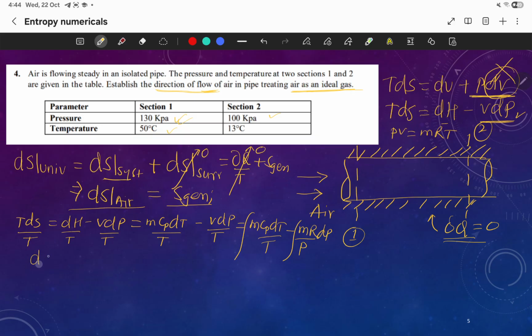So this will be what? dS integrated from S1 to S2, okay, S1 to S2, and we will get integrate it from T1 to T2, from P1 to P2. Okay, now we will get m Cp ln T2 by T1 minus m R into ln P2 by P1.